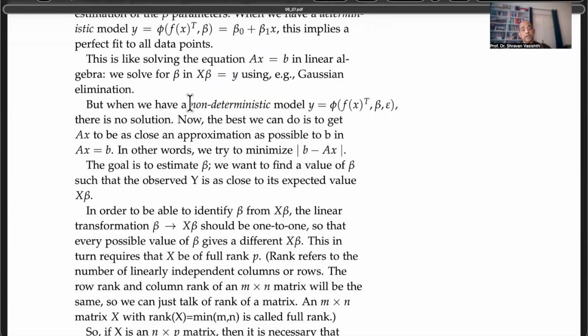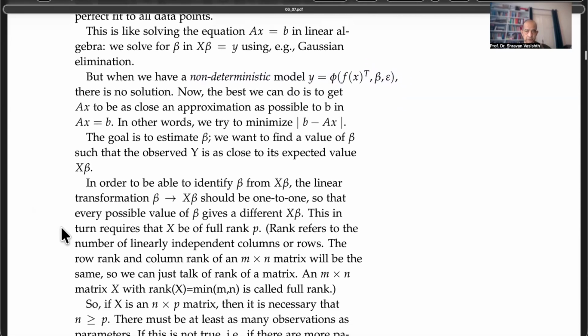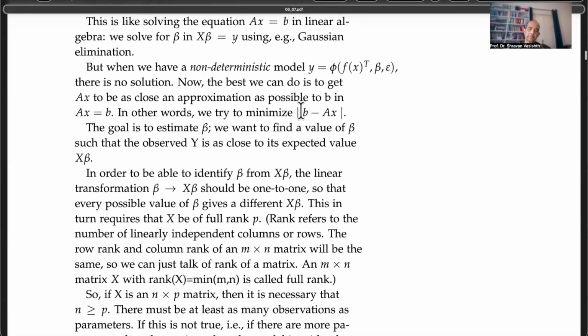But the problem is that we have a non-deterministic function, which is a function of three things: X, beta, and epsilon. So how do we proceed? Because there is no exact solution. The best we can do is to get a solution that is as close an approximation as possible to b in this equation. So we want Ax to be as close as possible to b. That's the best we can do. So the distance between b and Ax needs to be minimized somehow.